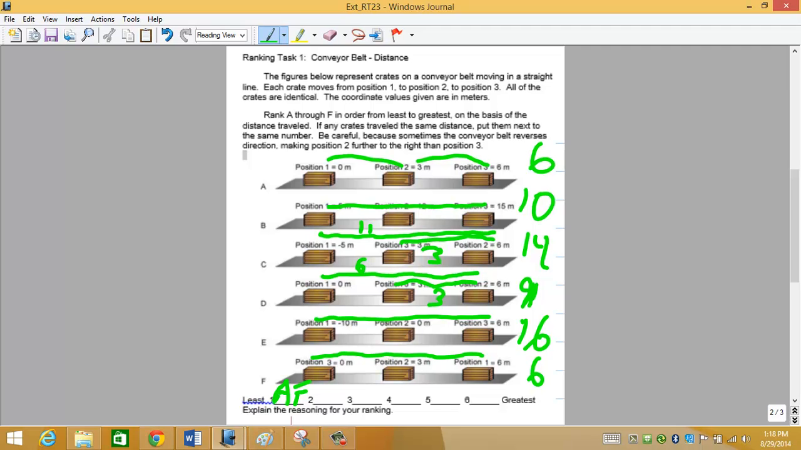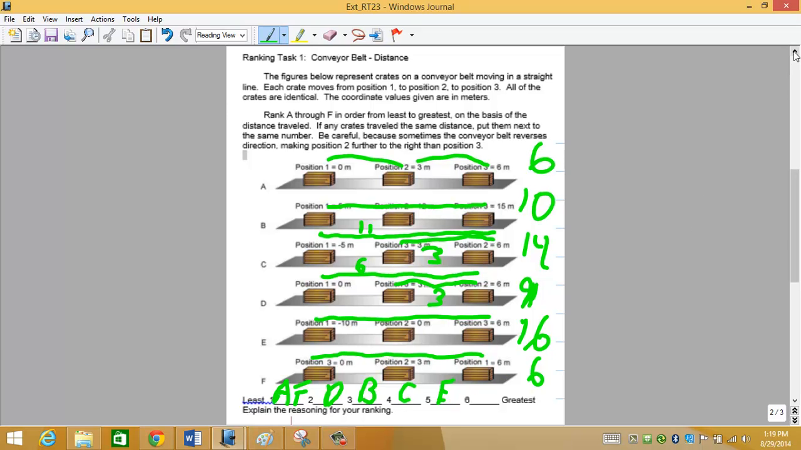And then the next least would be D. You can skip a blank or you can put D right next to it. That's fine. And then we've got B next, 10. And then C at 14. And finally, the one that traveled the greatest distance is E at 16. That's how you do ranking task 1.